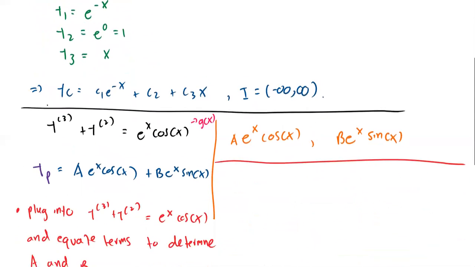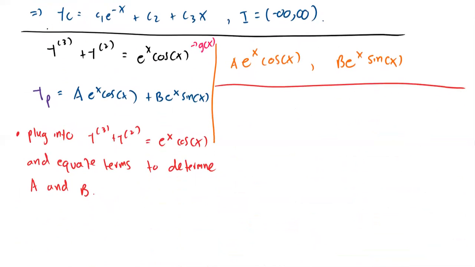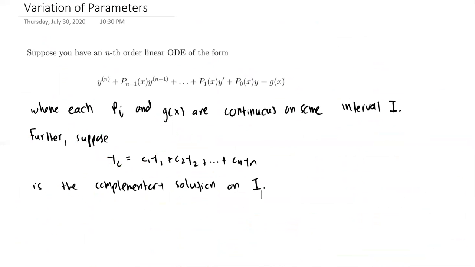Okay. So that's method of undetermined coefficients. Now, let's talk about variation of parameters. Now, remember that for variation of parameters, we introduced this method for whenever our g of x, right?